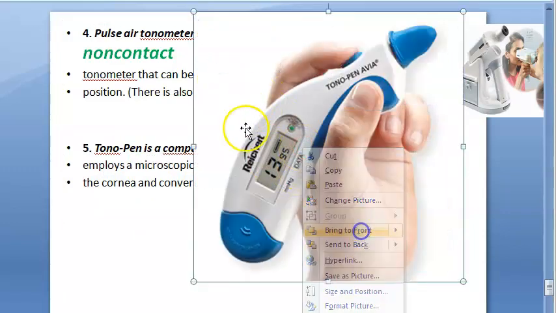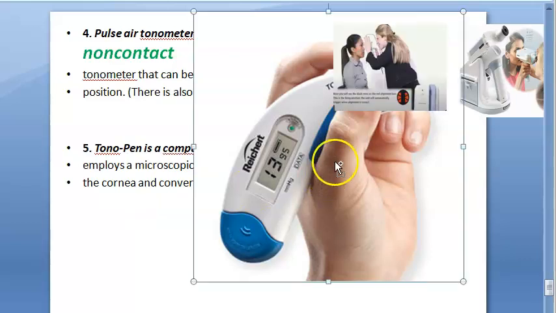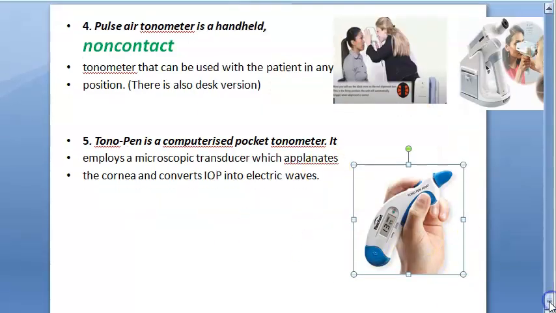What do you think 13 is? Is it fine or not, guys? See, Tono-Pen. It's showing 13. 13 is nice, right? It's normal, right? What do you say, guys? Good. So we are done with all the Applanation tonometers also.